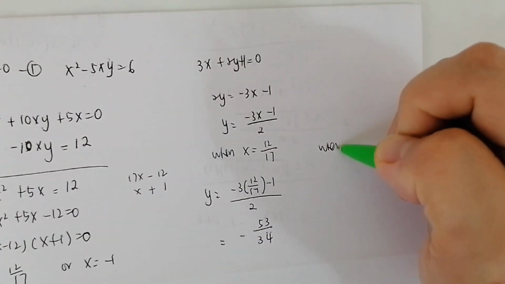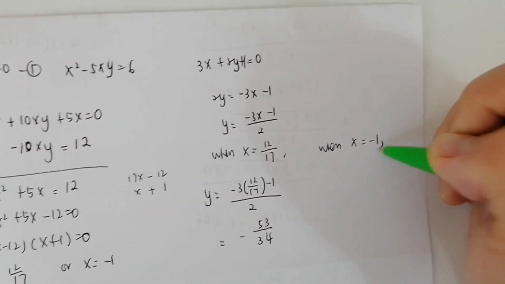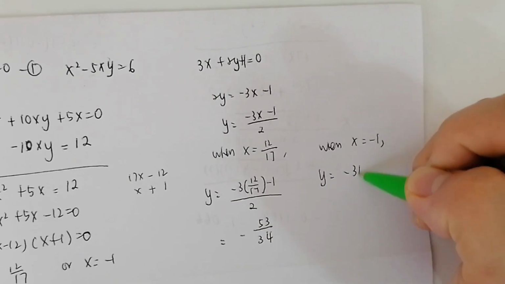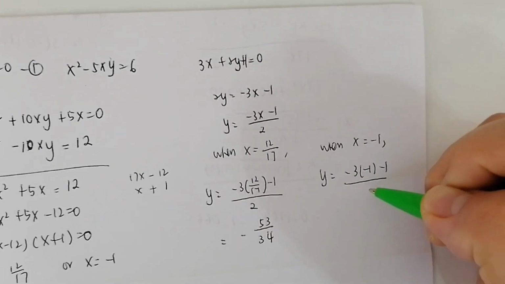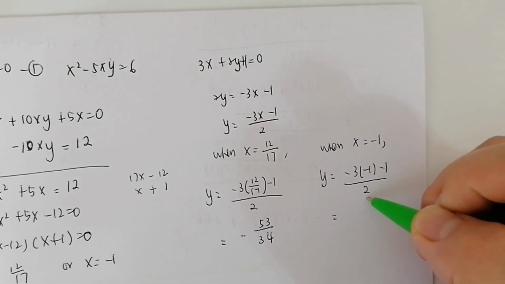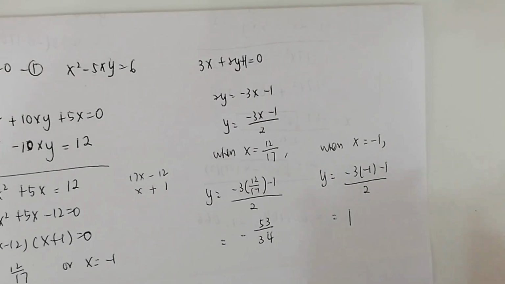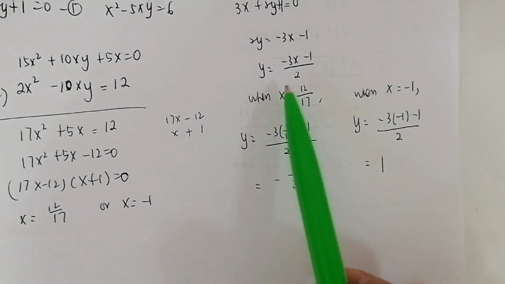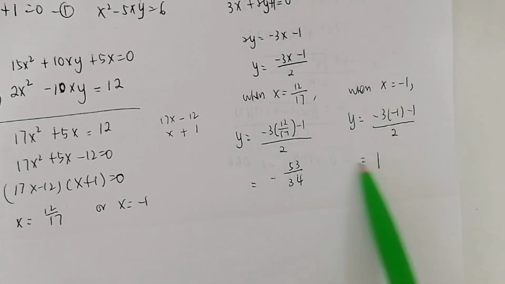While another one is when x equal to -1, your y will be -3 times -1 minus 1 over 2, where you're going to get 3 minus 1, which is 2, 2 over 2, which is 1. So this will be the final answer, where you are going to have two pairs of xy's.